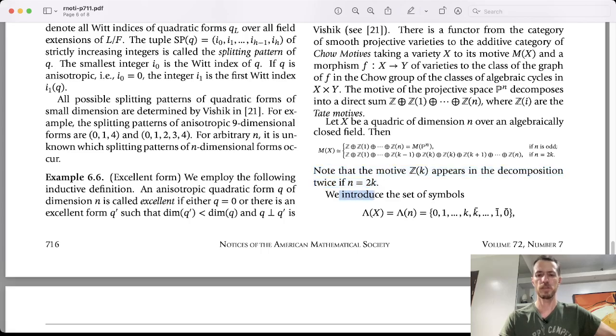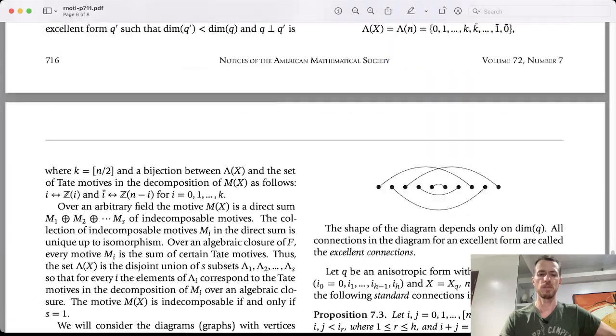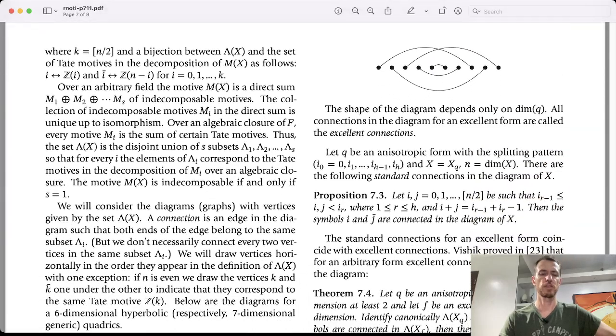We introduce the set of symbols big lambda of X equals big lambda of n equals the set 0, 1, k, k bar, 1 bar, 0 bar, where k equals floor function of n over 2, and a bijection between big lambda of X and the set of Tate motives in the decomposition of the motive of X as follows. I is bijectively mapped to integers Tate motive of I, and I bar is bijectively mapped to integers Tate motive n minus I for I equals 0 to k.